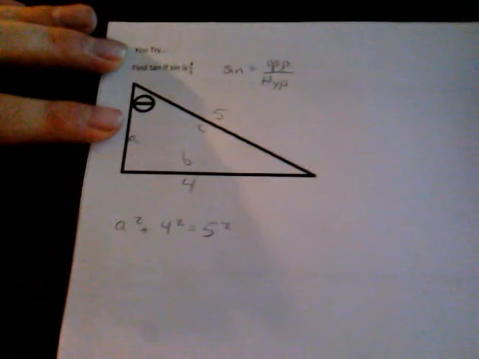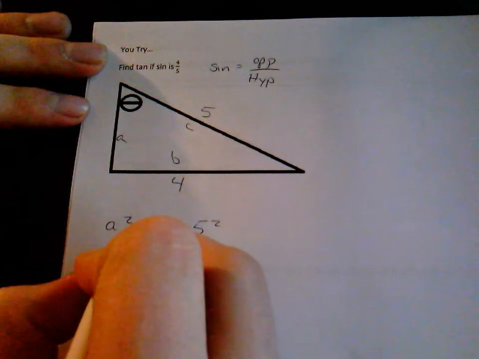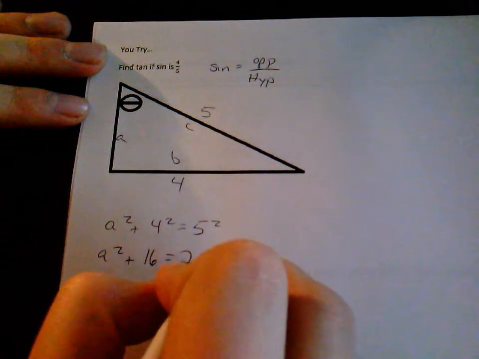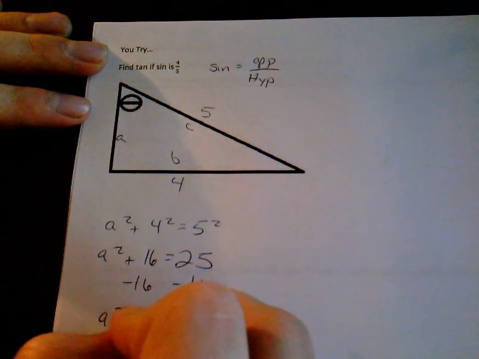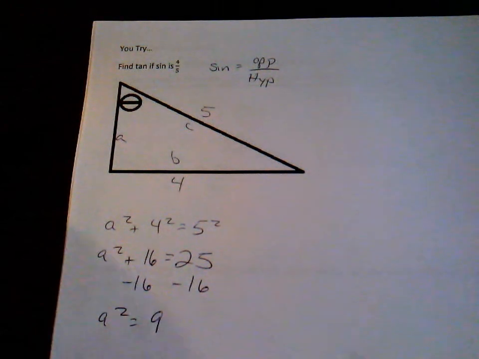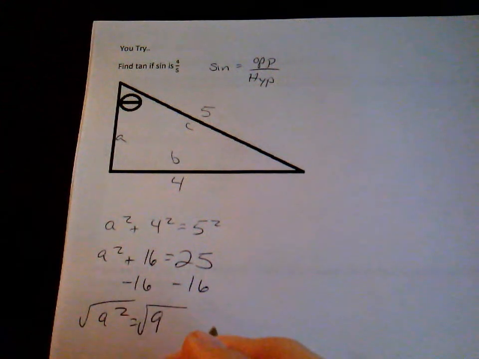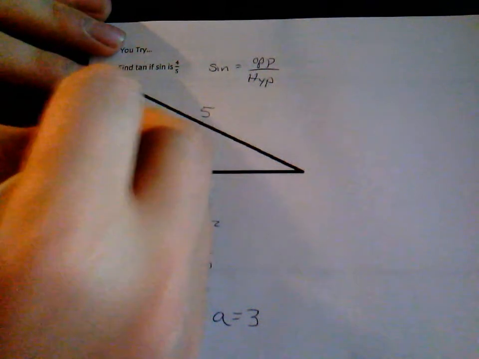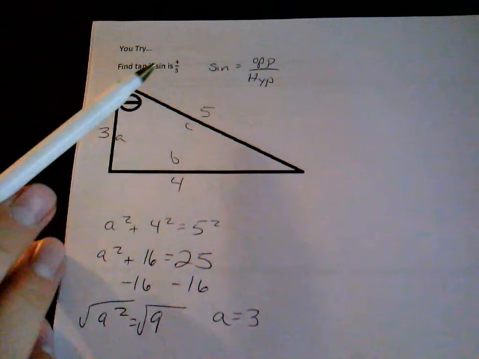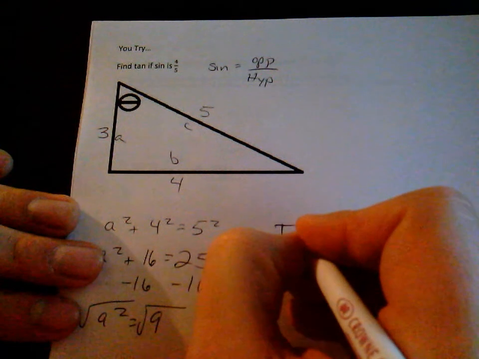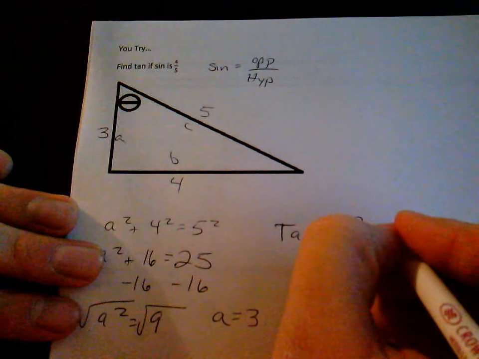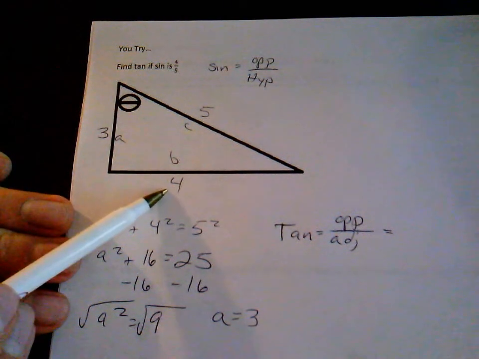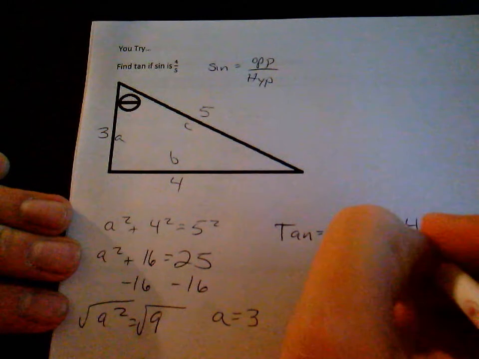Or a squared plus 16 equals 25. Subtract 16, you get a squared equals 9. And now you just have to square root both sides. You get a equals 3. So that means we know that this side right here is 3. And now we can find our tangent. Remember, tangent equals opposite over adjacent, which equals now opposite is 4, adjacent is 3, so 4 over 3.